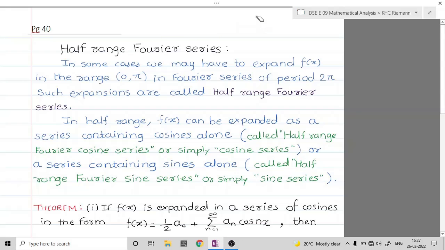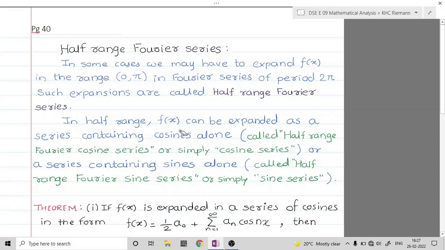Either you can obtain Fourier series containing cos terms only or sine terms only. Such type of series is called half range Fourier series. So expansion of Fourier series with period 2 pi but range is 0 to pi, called as half range Fourier series. In half range Fourier series, जसं मी आता तुम्हाला एक्सप्लेन केलं, function f of x can be expanded as a series containing cosines alone by treating that function as even function, so that bn becomes 0.